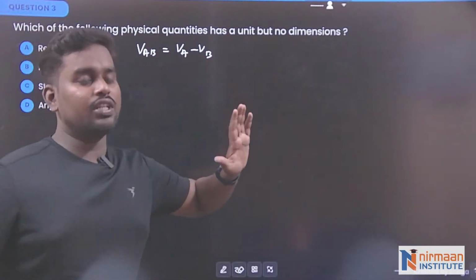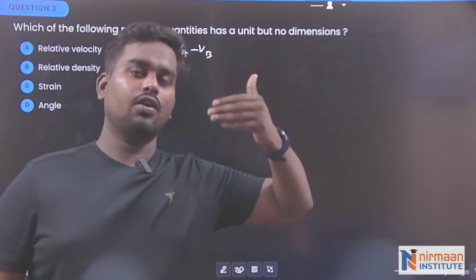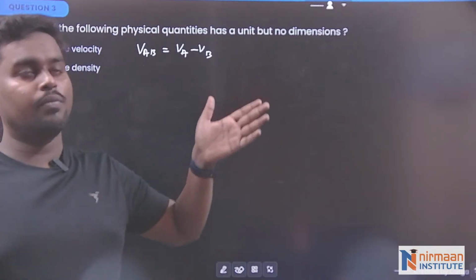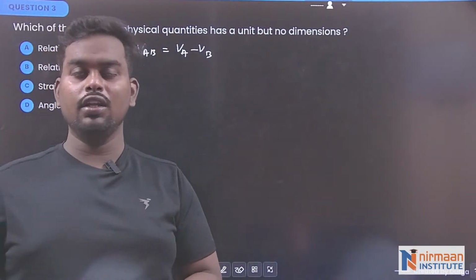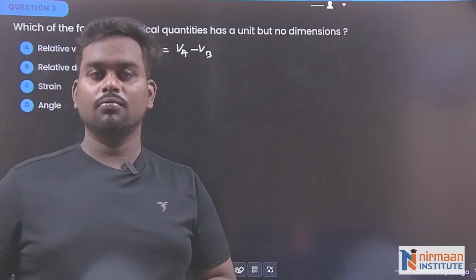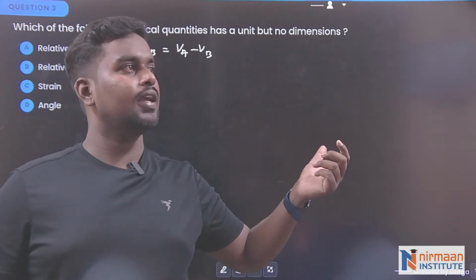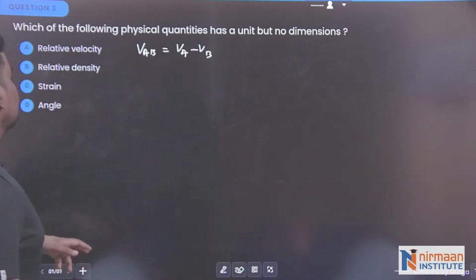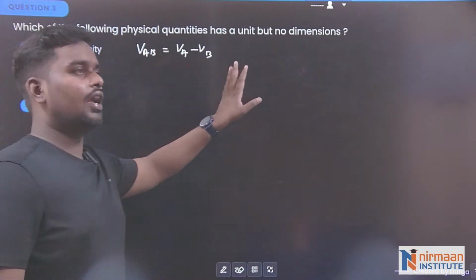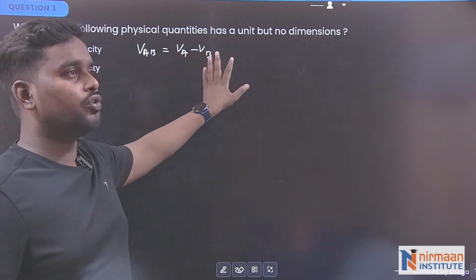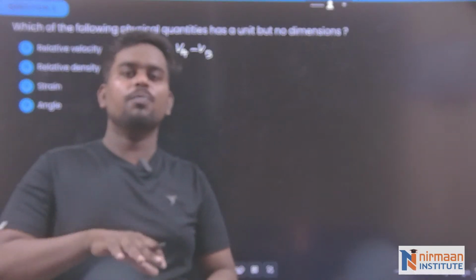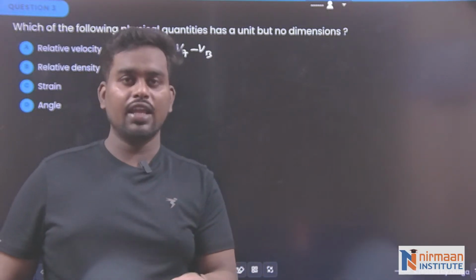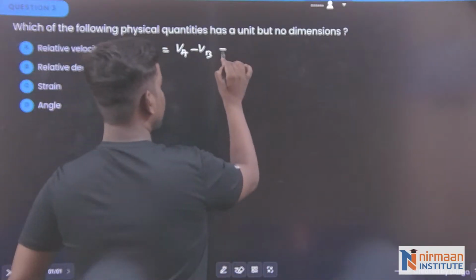Let me tell you about the chapter again. This chapter contains things from all the chapters in physics, so many things have not been taught yet. I told you before, if you know the formula, you know everything in this chapter. So it's VAB, the difference between two velocities. If I subtract velocity from velocity, I will get velocity again. So that must be the dimension of this quantity.